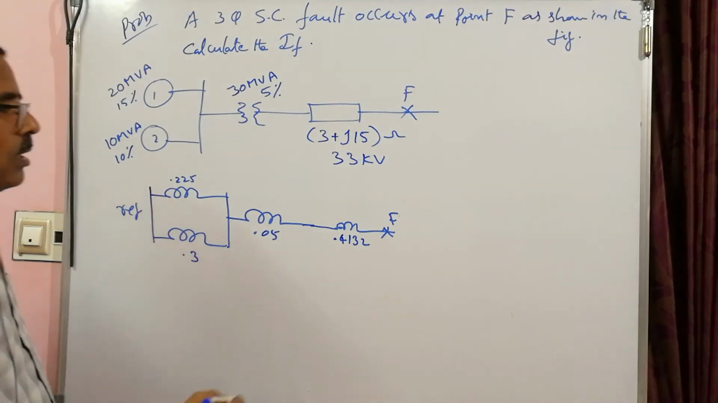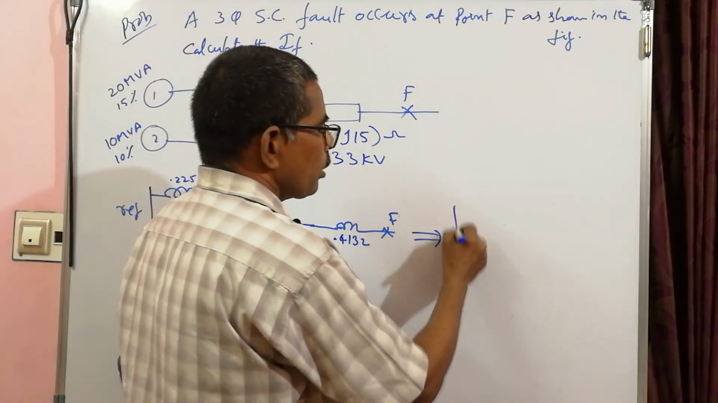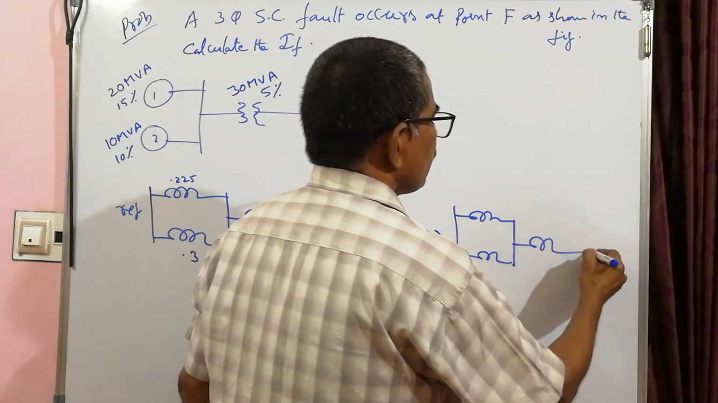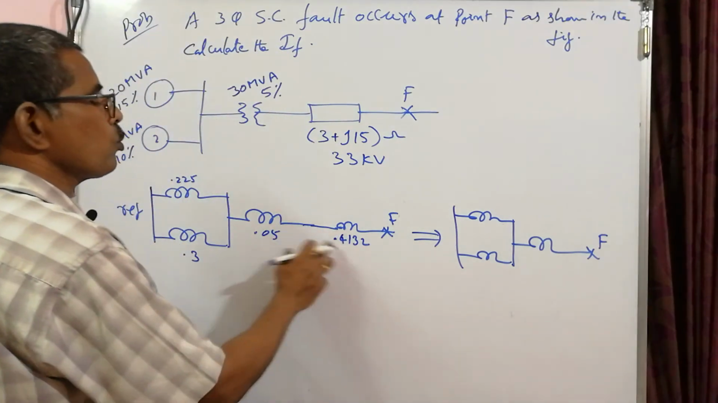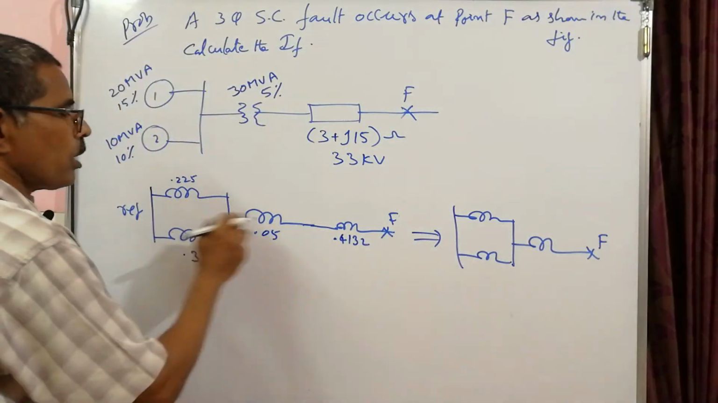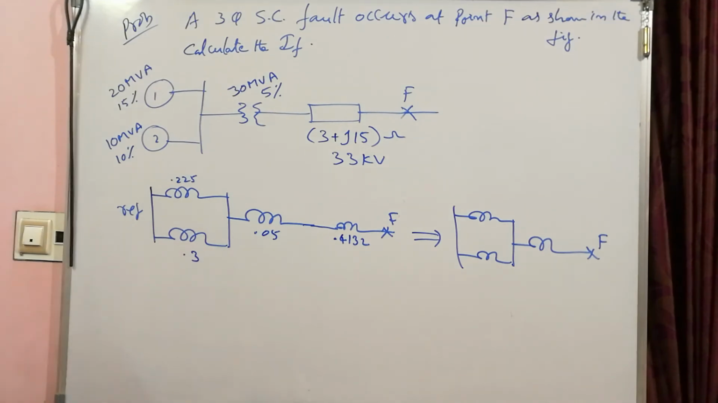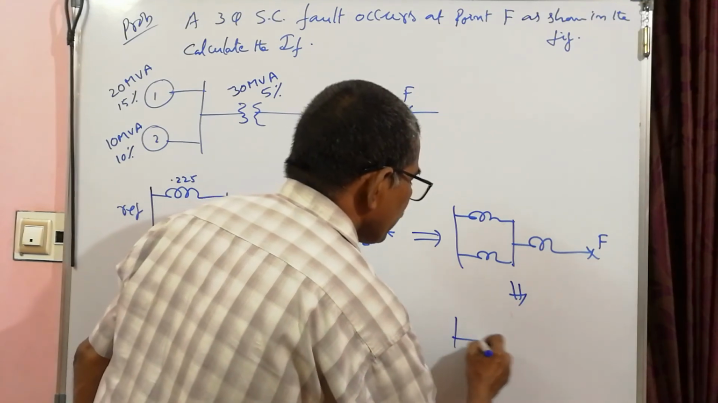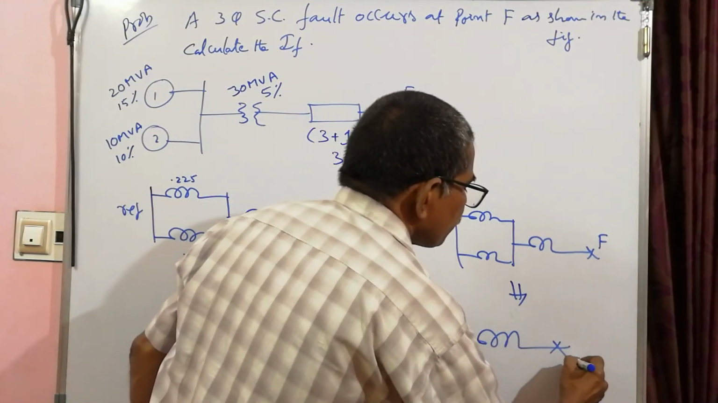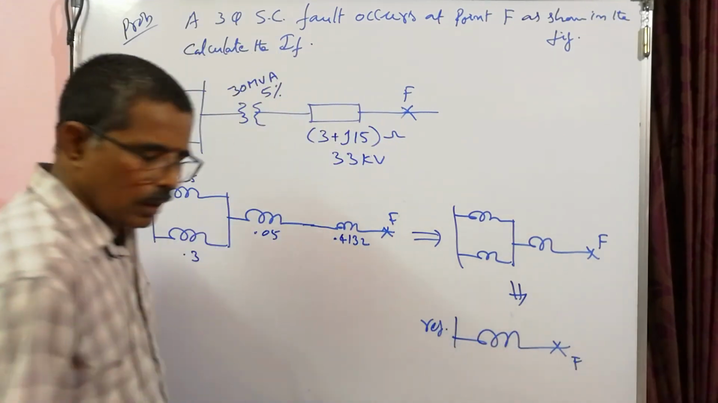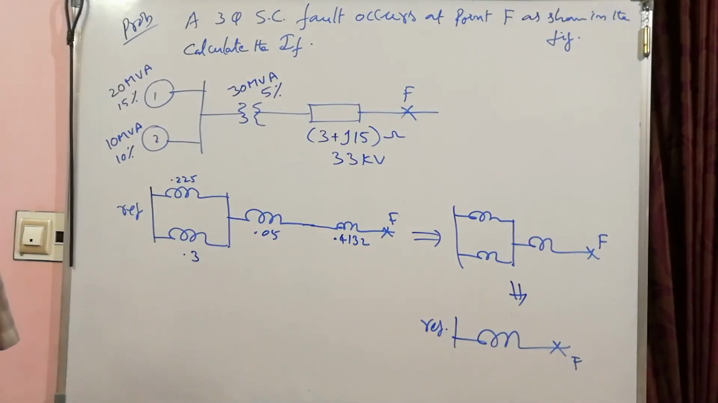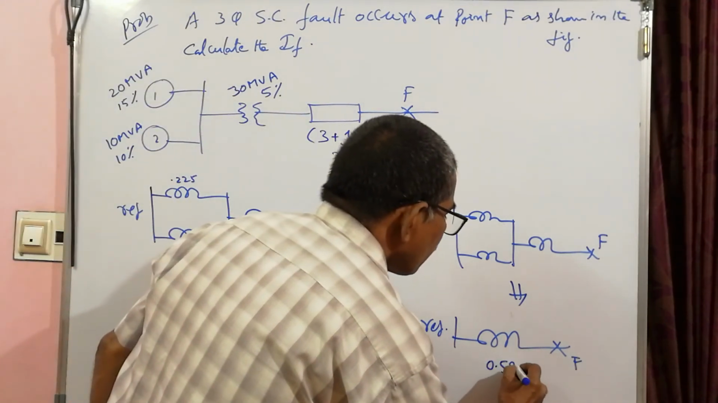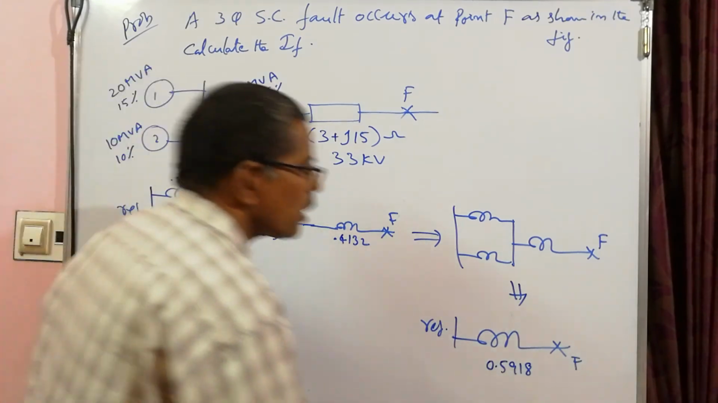Now, condense this to a simple single reactance value. Okay. So, I can join these two which are in series and these two are in parallel. So, obtain what is the simplified equivalent. So, finally, you must be getting this, and that equivalent is 0.5918. So, this is ZF.